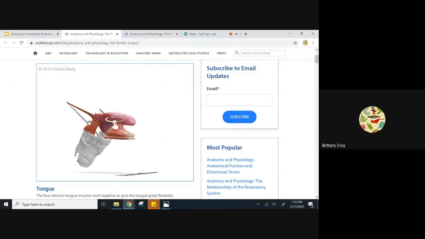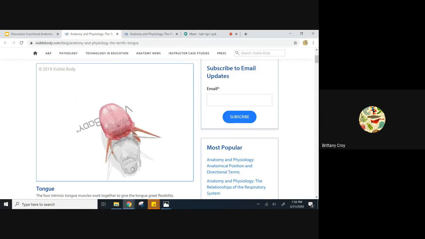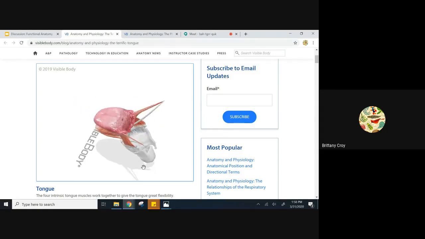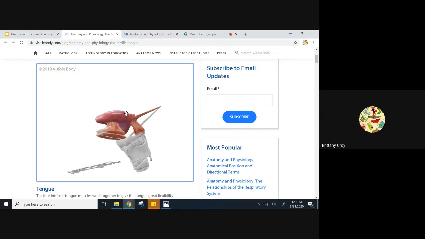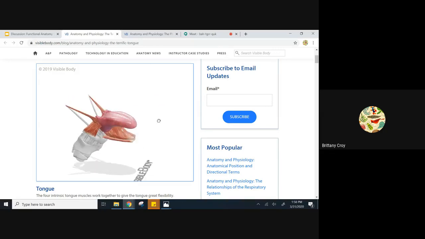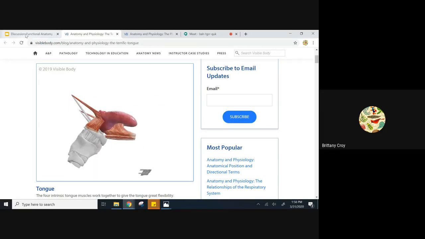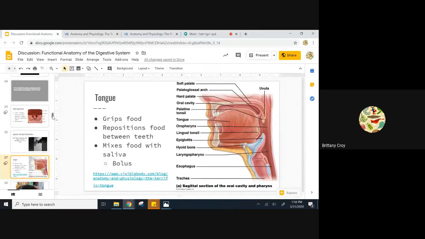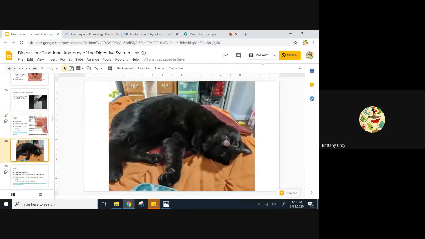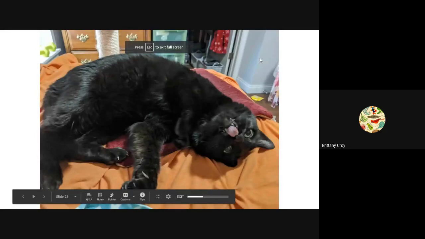There's instructions there. This is a nice view of the tongue, and we can see the muscles, and we can see the top of the larynx right there. And you can turn it around and look at it from different angles. It's not quite the same as dissecting, but it's still a nice view if you're interested. And here is my cat Roz sticking out her tongue for you guys to admire.